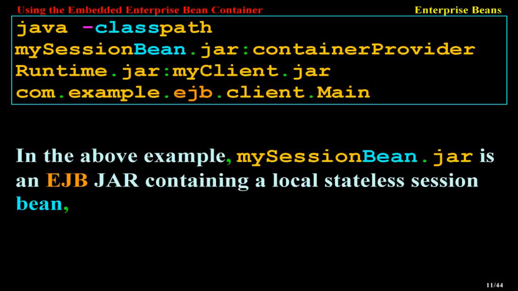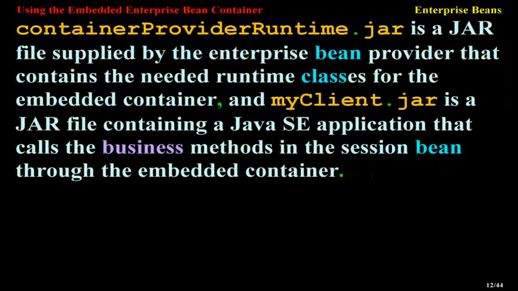In the above example, MySessionBean.jar is an EJB jar containing a local stateless session bean. The container provider runtime jar is a jar file supplied by the Enterprise Bean provider that contains the needed runtime classes for the embedded container, and myClient.jar is a jar file containing a Java SE application that calls the business methods in the session bean through the embedded container.